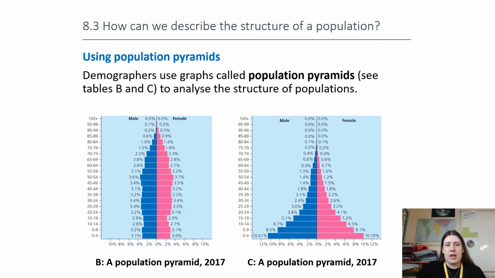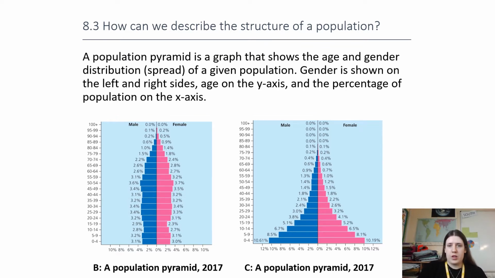So we're now going to be looking at population pyramids. Population pyramids are just like 2 bar charts stuck together, and they are looking at the population. These population pyramids show you age and gender, and that can be seen on the graph. The pink side is showing you female, the blue side is showing you male.